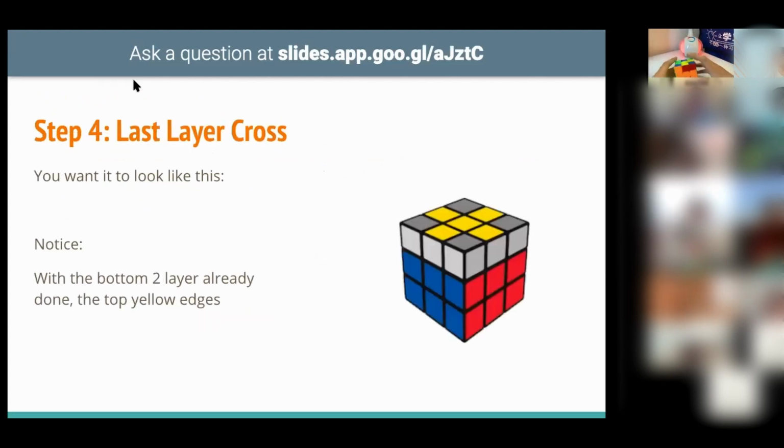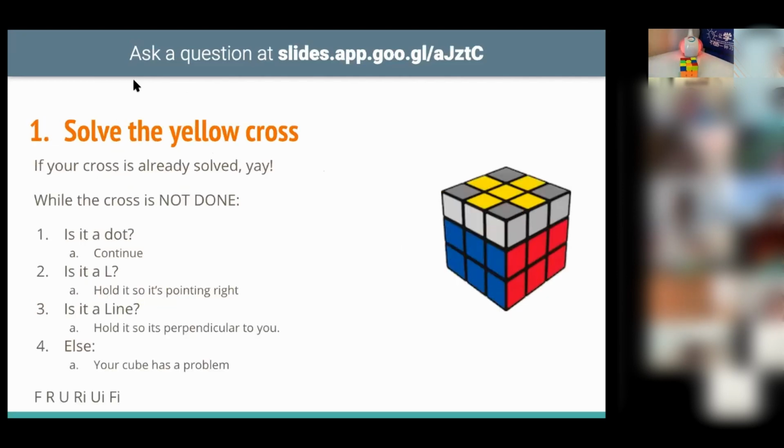Finally, our last step is to do the last layer cross. Now this part is a little bit more algorithmic and a little bit easier to do. Essentially, you're going to follow these steps constantly over and over. First, during this, you want to kind of ignore the corners. Imagine the corners are completely grayed out. Pretend that they are out of your vision. Pretend that you took out the corners and you're only looking at the edges.